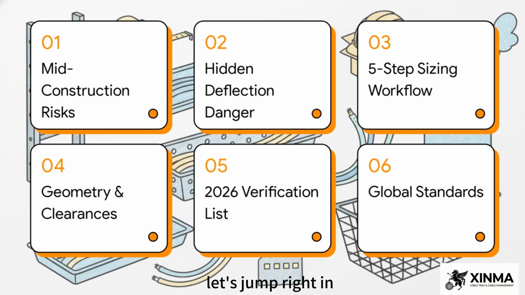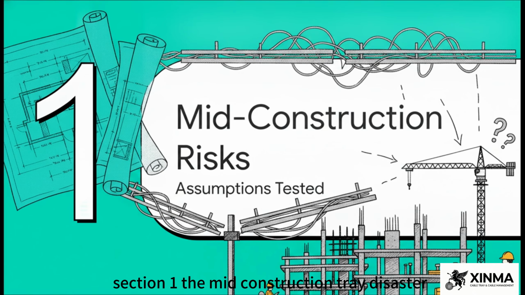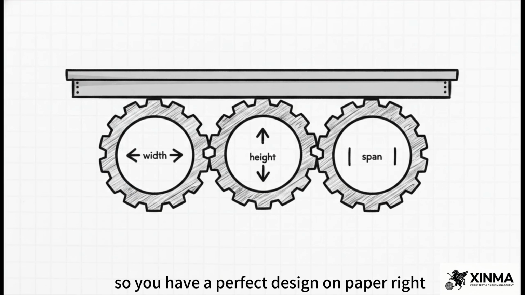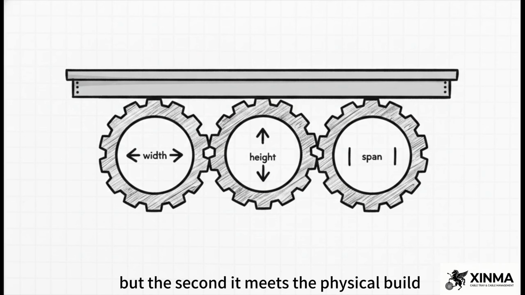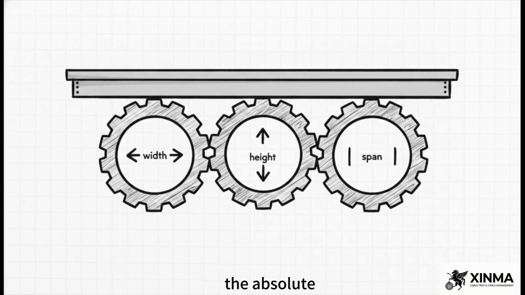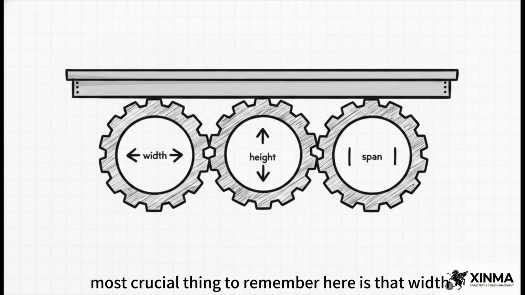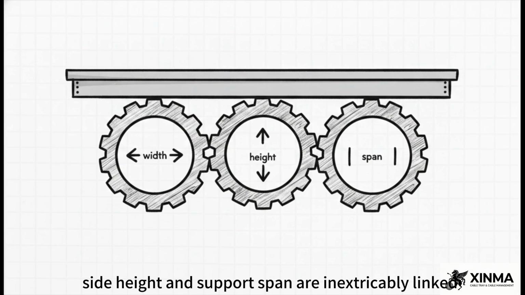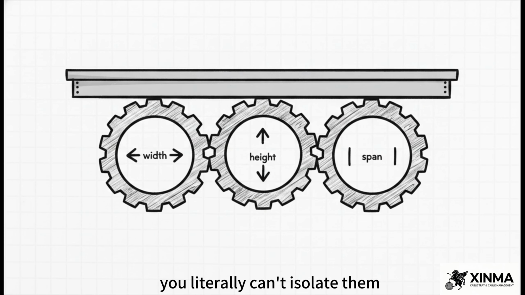Let's jump right in. Section 1. The mid-construction tray disaster. So you have a perfect design on paper, right? But the second it meets the physical build, your assumptions get put to the ultimate test. The absolute most crucial thing to remember here is that width, side height, and support span are inextricably linked. You literally can't isolate them.